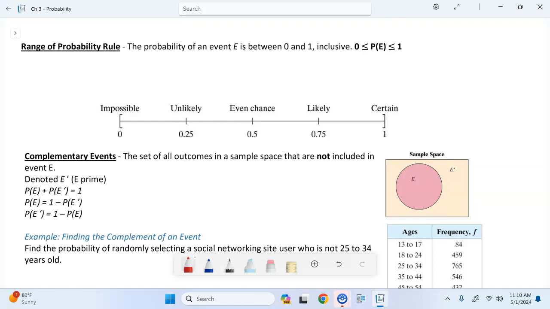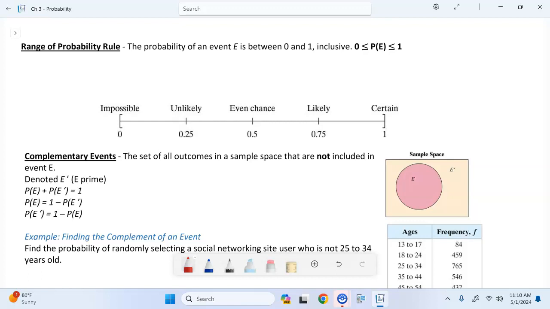Our range of probability is always between 0 and 1. If you get a probability that's above 1 or negative, then you messed up, because it's either 0% or 100%. So if it's 0%, it's not going to happen. It's impossible. The probability of rolling a 7 on a 6-sided die is impossible. The probability of rolling a number less than 7 on a 6-sided die is certain. It is guaranteed to happen.